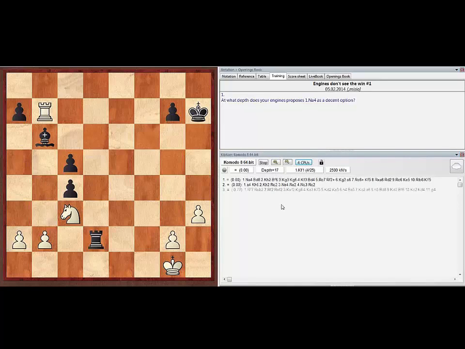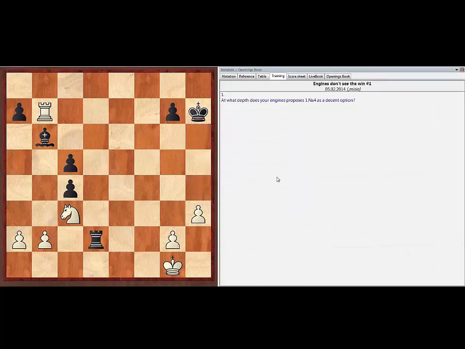So Komodo, depth 17, it's still blundering. Once we're done with the webinar, you can turn on the engines and check for each one you have. Oh, now at depth 19, it's spotted that knight a4 is a mistake. So I'm going to close it right now.